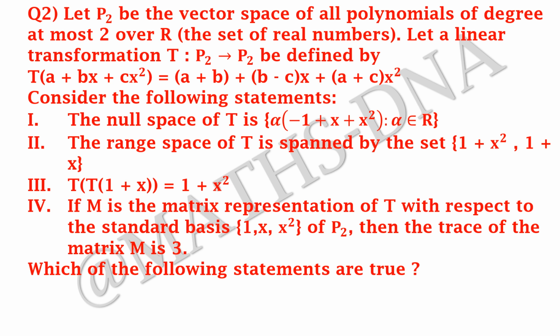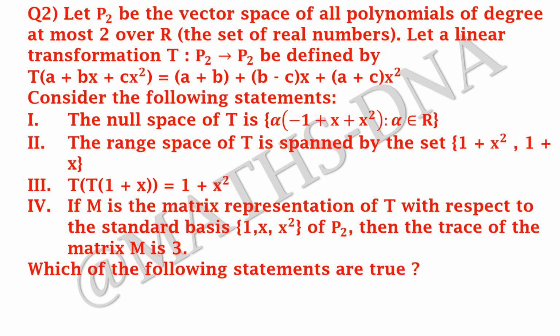Now this question seems to be a lengthy one, but is a simple one if you know how to solve it. Let P2 be the vector space of all polynomials of degree at most 2 over R, that is the set of real numbers. Let a linear transformation T from P2 to P2 be defined by T of A plus Bx plus Cx square equals A plus B plus (B minus C) into X plus (A plus C) into X square.